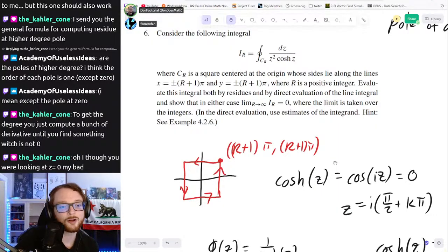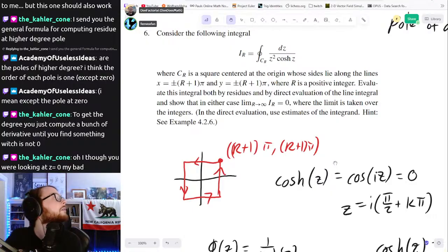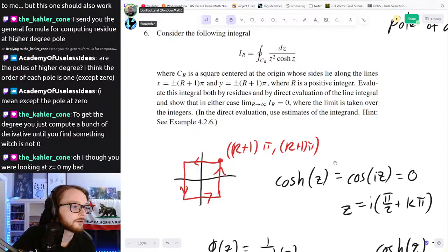Maybe they're saying this r plus 1 pi thing because we're probably enclosing r many poles? Or 2r, maybe. Oh, that's right, because you said the poles are odd multiples of pi over 2. So the poles will be plus or minus pi over 2, 3 pi over 2, and 5 pi over 2. So r plus 1 pi. Yeah, maybe you're right. Maybe there are r many poles on each side, so 2r in total, plus the one at 0, but we said that gave us nothing.